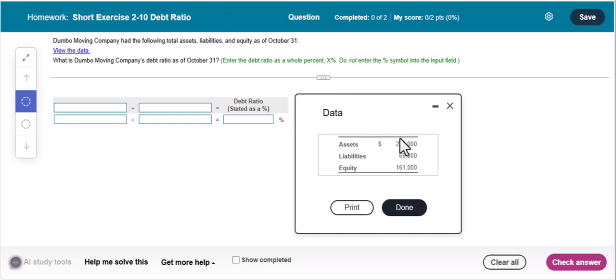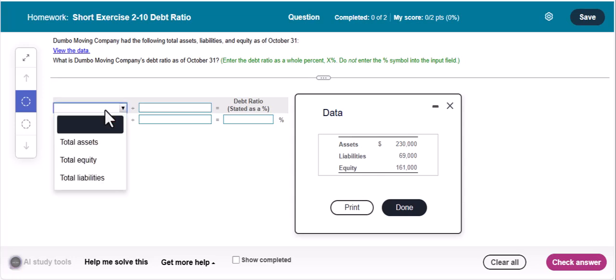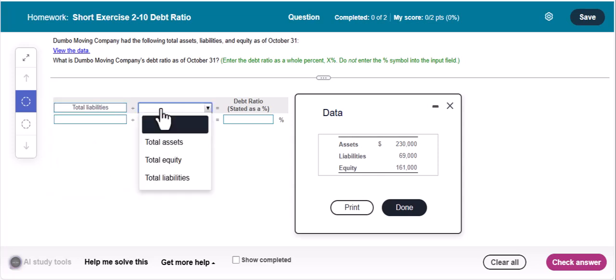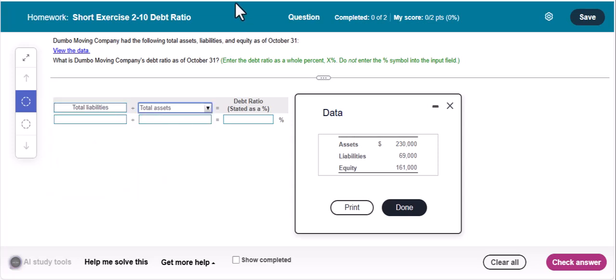Assets are 230,000, liabilities are 69,000, and equity is 161,000. So they want us to enter the formula in words first. So again, that is total liabilities divided by total assets. So we will copy and paste the 69,000 in liabilities under total liabilities, and then 230,000 under total assets.